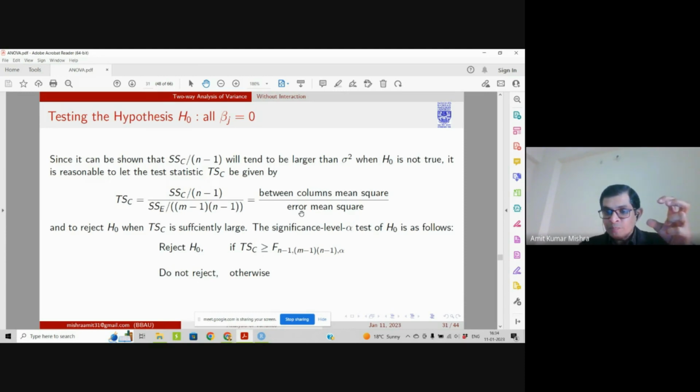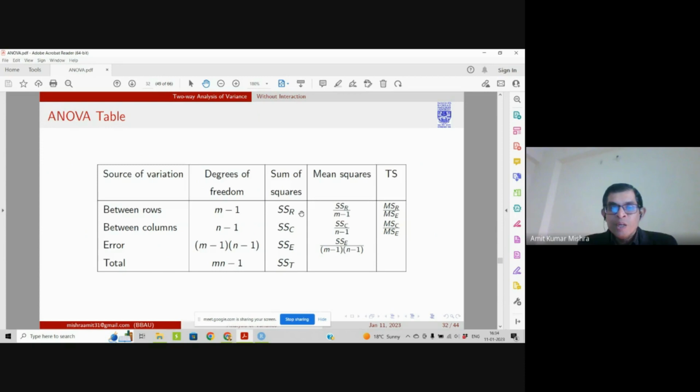Remember that. And if it is large, that means it is bigger than the inherent variability, that means there is some impact of the row factor or column factor, depending upon which one is large. So in this, this kind of output will be there. Between rows: degrees of freedom, sum of squares. When you divide sum of squares by degrees of freedom, you will get mean squares. Between columns: degrees of freedom, SSC. You divide SSC by degrees of freedom, you will get mean squares. And then error. When you divide mean squares by error mean square, you will get the test statistic, first for the row and second for the column. This is the final analysis of variance table.